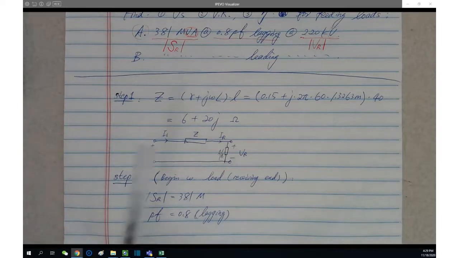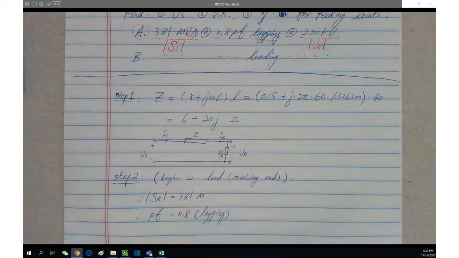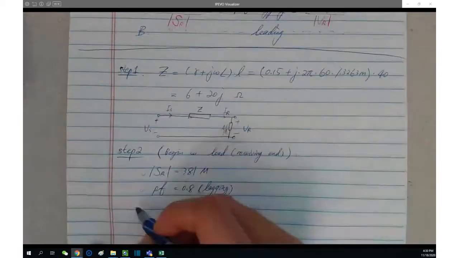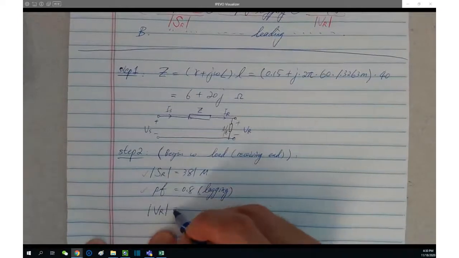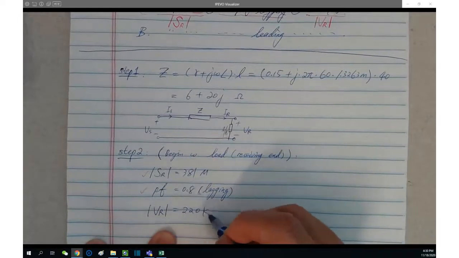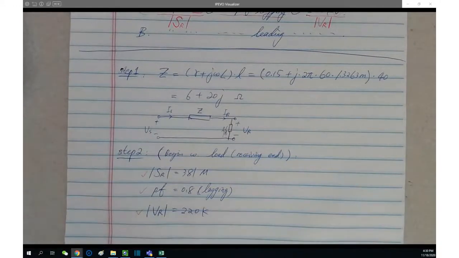But here, the given information is the magnitude and magnitude only. If you need more, guess what? You need to go to the power factor, which is also given here. So what matters is how we deal with these things. VR is 220 kV. And once again, don't miss the mega, don't miss the k. It really makes a difference.